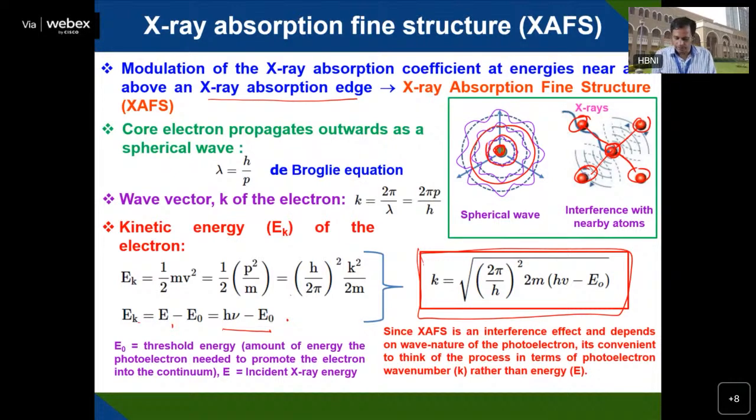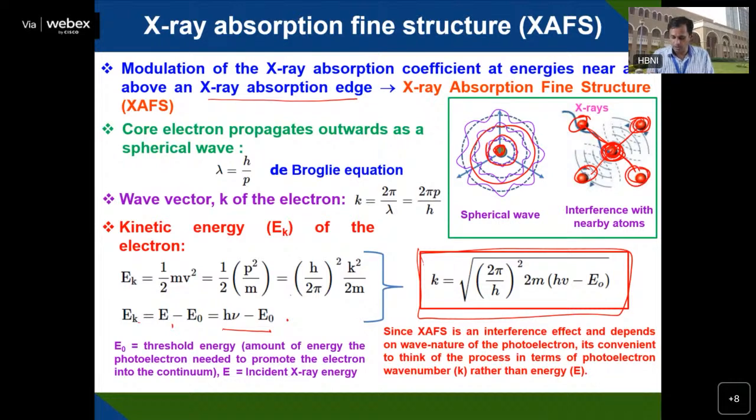Since EXAFS is mainly an interference effect, it depends on the wave nature. In diffraction you deal only with the diffracted X-ray beam. But in EXAFS, the X-ray is absorbed and knocks out the electron, so there is an interference effect of the wave vector of one electron with the other one.